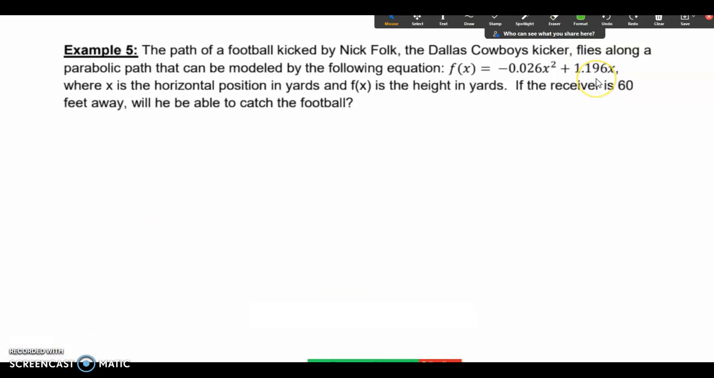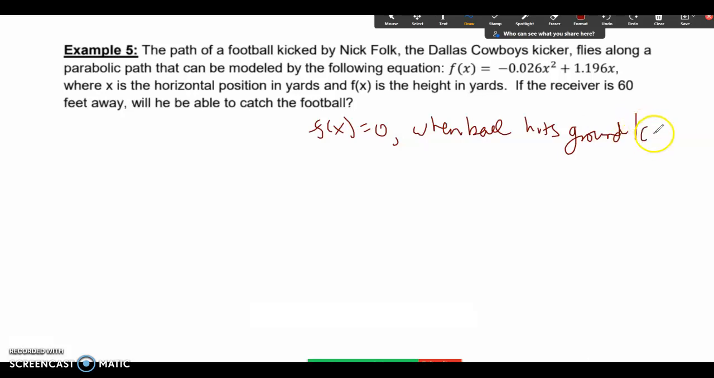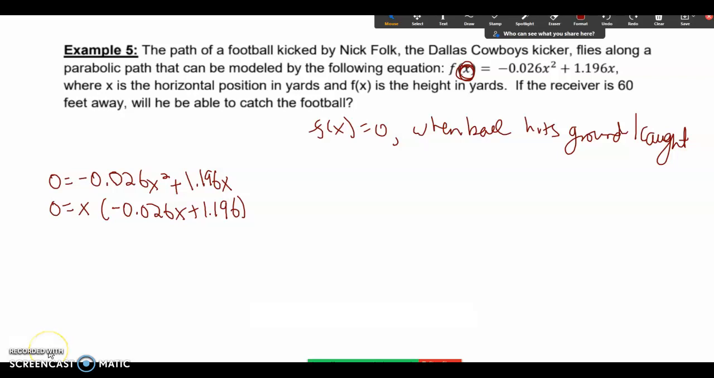Okay, a football is kicked, and you want to see if it hits the receiver that's 6 feet away. So basically we're trying to see when f of x equals 0, or when the ball hits the ground or is caught. So set this equal to 0, pause your screen, and solve for x. Then we'll compare answers. If you did the quadratic formula, that's fine.